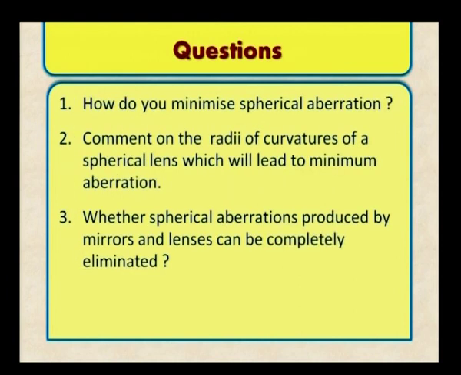Let us now have the following questions. Question 1, how do you minimize spherical aberration? Question number 2, comment on the radii of curvature of a spherical lens which will lead to a minimum aberration. The last question is whether the spherical aberration produced by mirrors and lenses can be completely eliminated. With this, we come to the end of lecture number 4, and the rest of the things with regard to the defects of images we will see in the lectures to come.